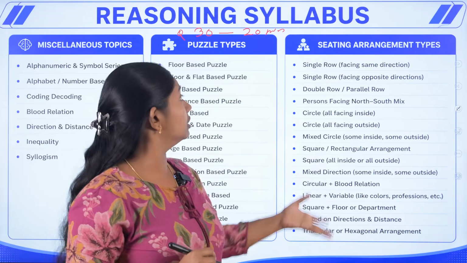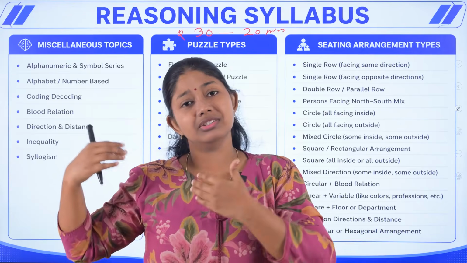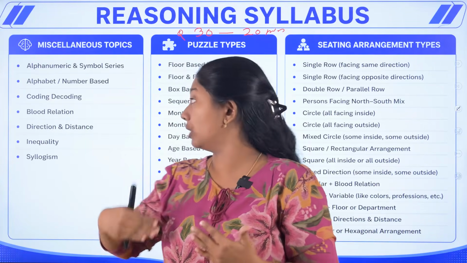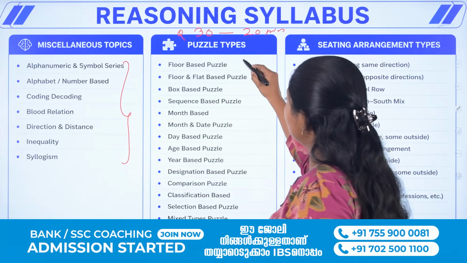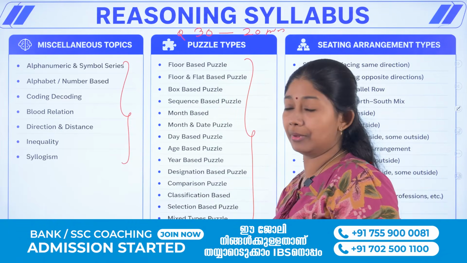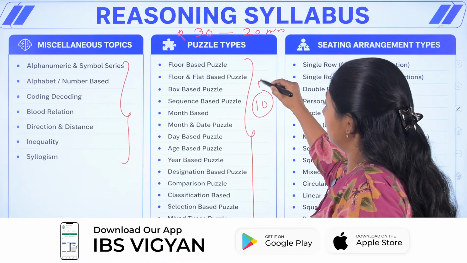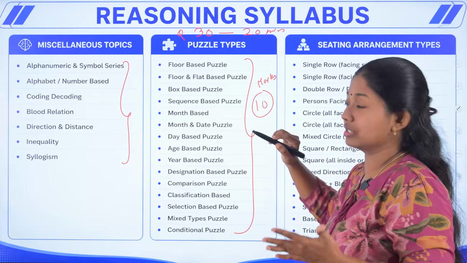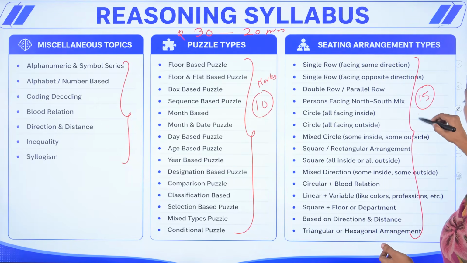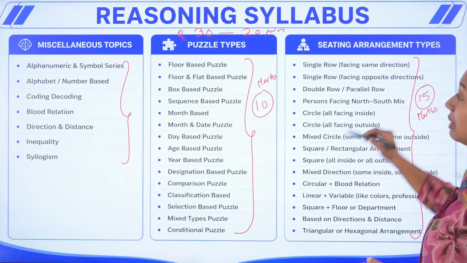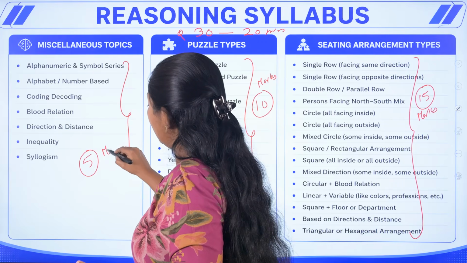So for reasoning you need not prepare any foundation, just the individual topics you have. So these are the miscellaneous topics. From this, if you look at the previous year paper, you have puzzle with 10 marks weightage, and from here you can have 15 marks on seating arrangement. And miscellaneous you will have already 25, 5 marks weightage.